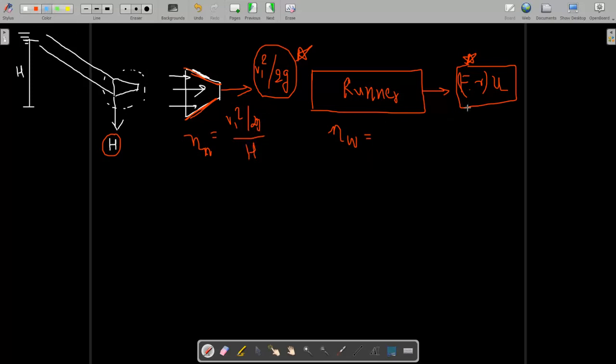Then this runner is attached on the shaft, and there are bearings also, and some other rotating parts. Due to this, some frictional force is generated, and this frictional force consumes some power to overcome it. So there is a loss. These losses are known as friction loss, or you can say bearing losses.